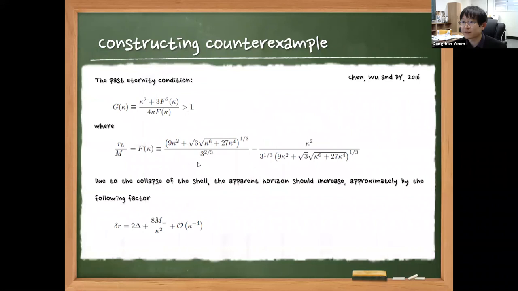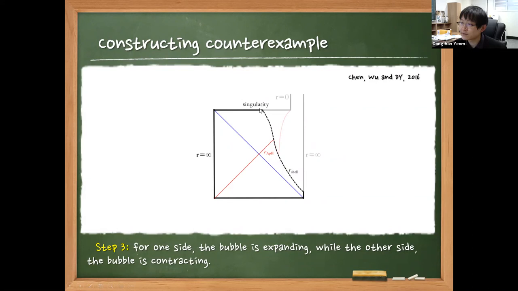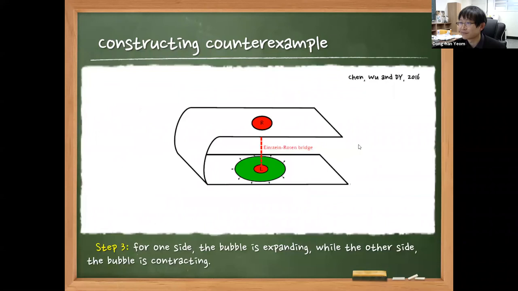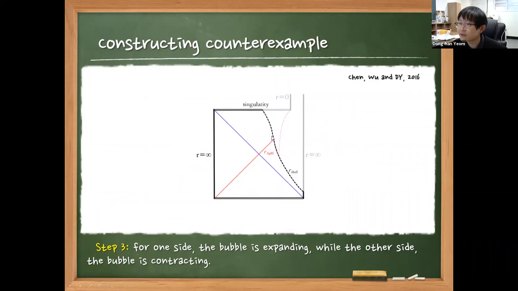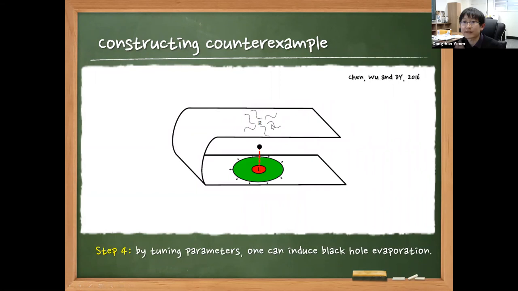And then you can draw the causal structure. So there is a collapsing shell. In terms of the L black hole, nothing happens. But in terms of the R black hole, the shell collapses and the vacuum energy changes. And since the vacuum energy changes, the black hole starts to evaporate. So if the black hole evaporates, then the right side of the black hole may disappear within a finite time, and then the Einstein-Rosen bridge can break down.